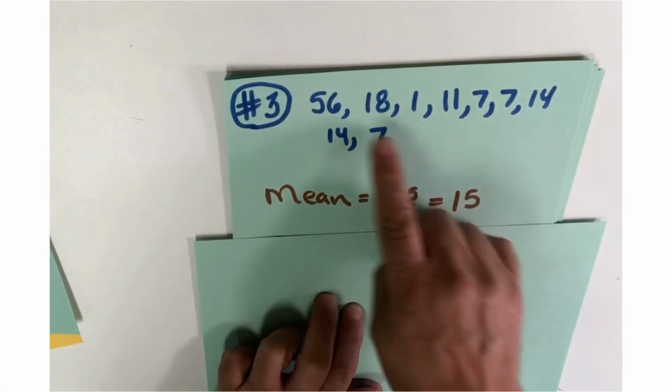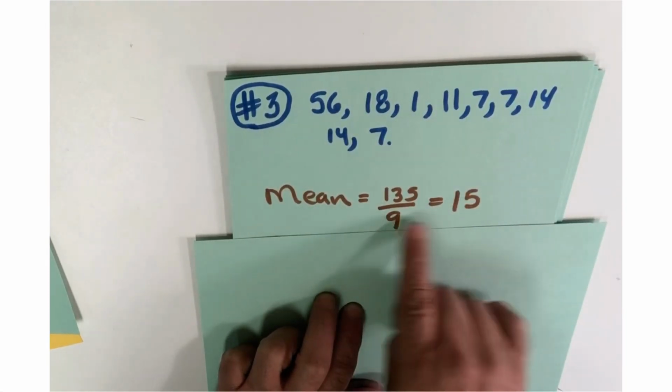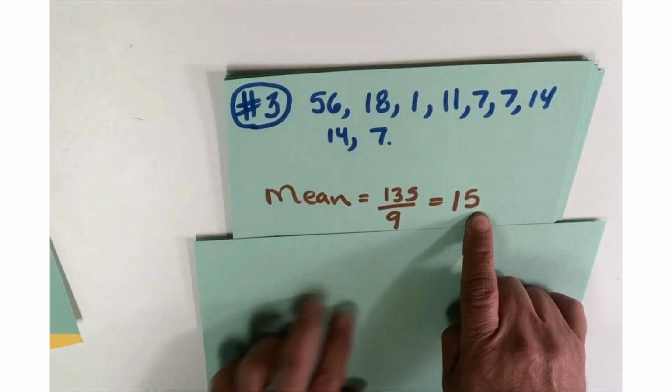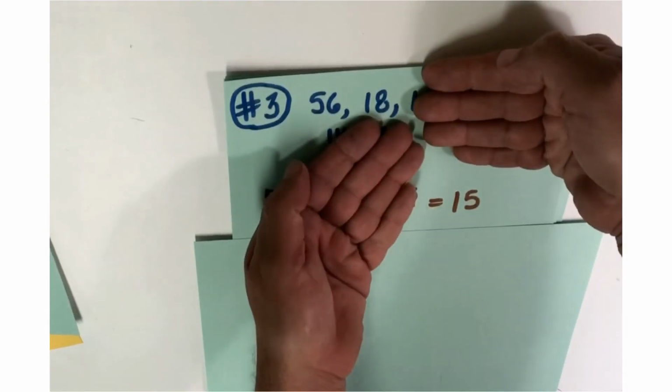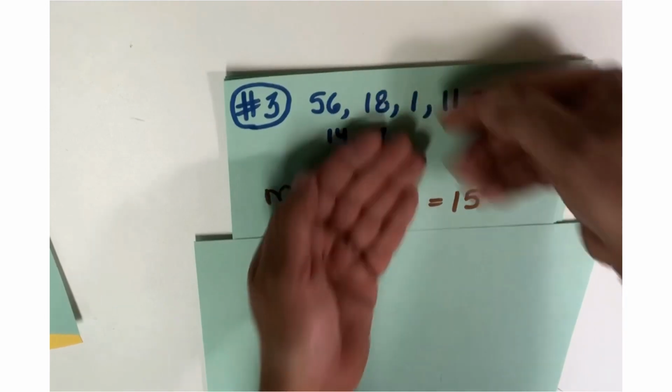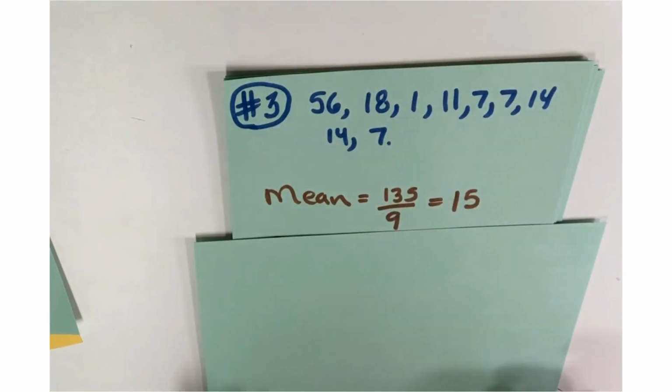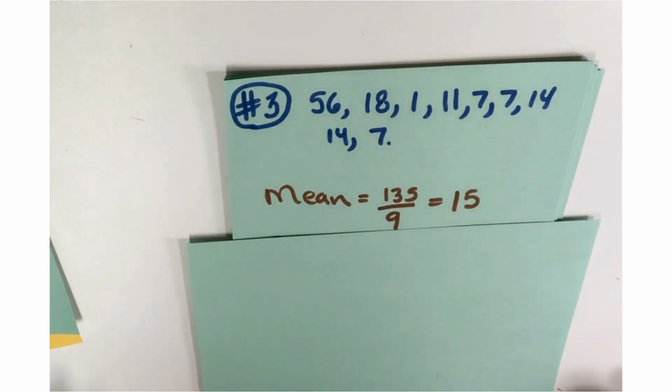When you calculate the mean by adding all those numbers and dividing by 9, you will get a mean of 15. Okay, 15 compared to all of those, only two of the scores are higher than 15. The others are not.